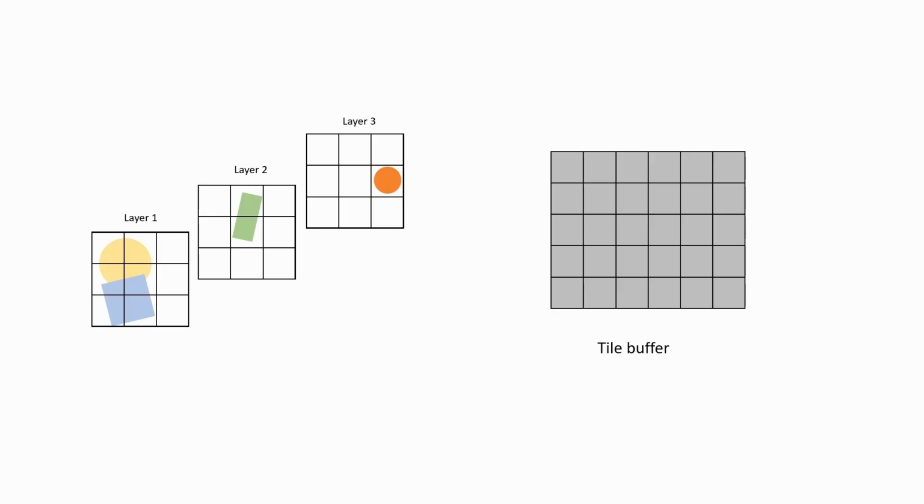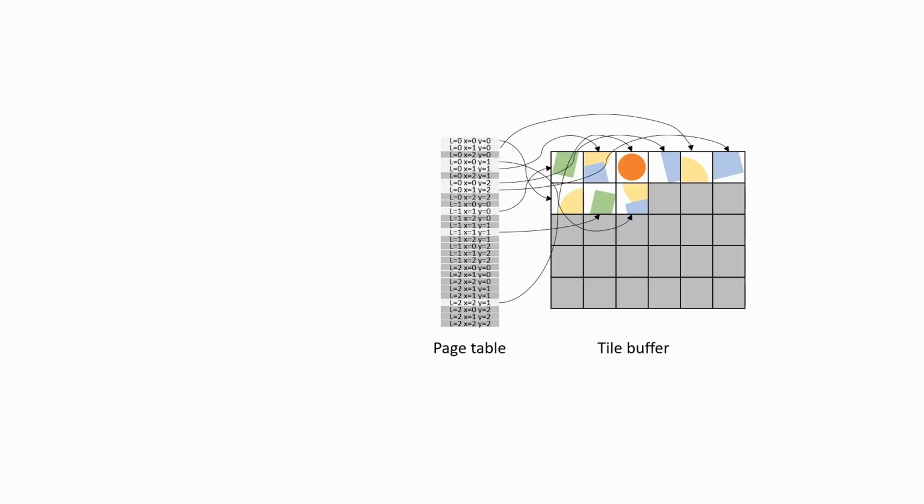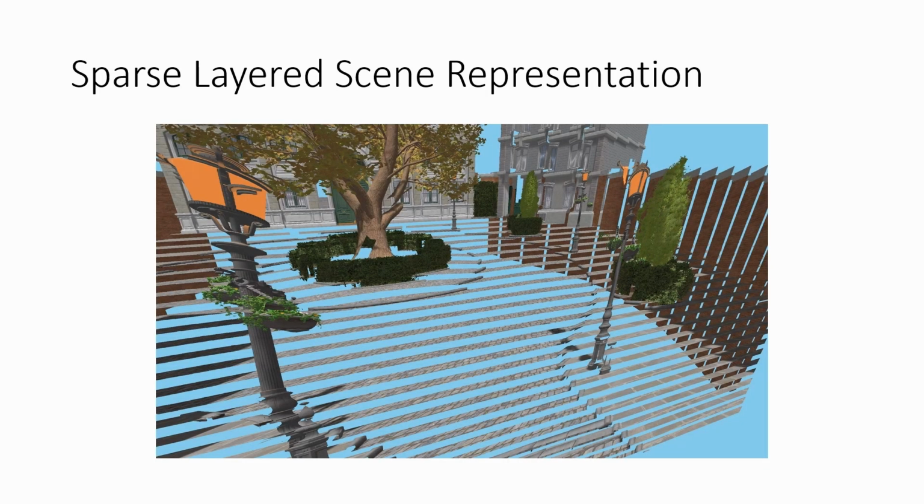We pack the non-empty tiles into a tile buffer. Then we fill the page table with pointers to the tiles in the tile buffer. The page table is indexed using the tile location in screen space and the layer number. Here, we see the layered structure of the cache, allowing us to compute the layer-based disocclusions.